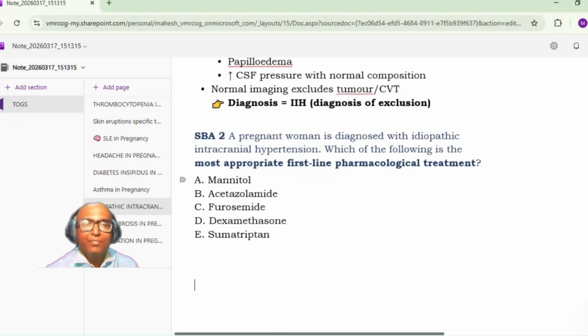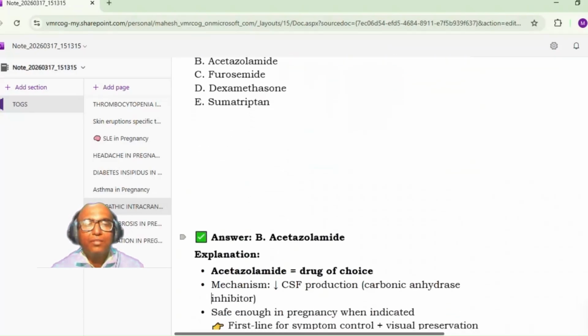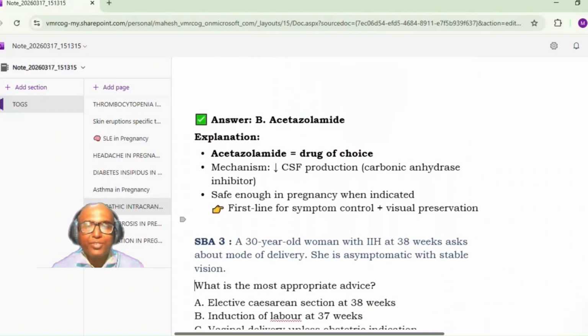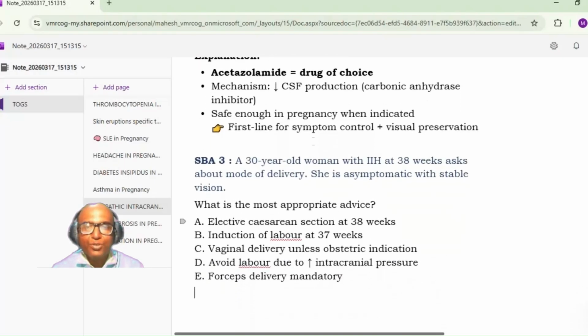Next. A pregnant woman is diagnosed with idiopathic intracranial hypertension. Which of the following is the most appropriate first-line pharmacological treatment? A. Mannitol, B. Acetazolamide, C. Furosemide, D. Dexamethasone, E. Sumatriptan. B, acetazolamide. So acetazolamide is the drug of choice. It reduces CSF production. It is a carbonic anhydrase inhibitor, safe enough in pregnancy when indicated. First line for symptom control plus visual preservation.